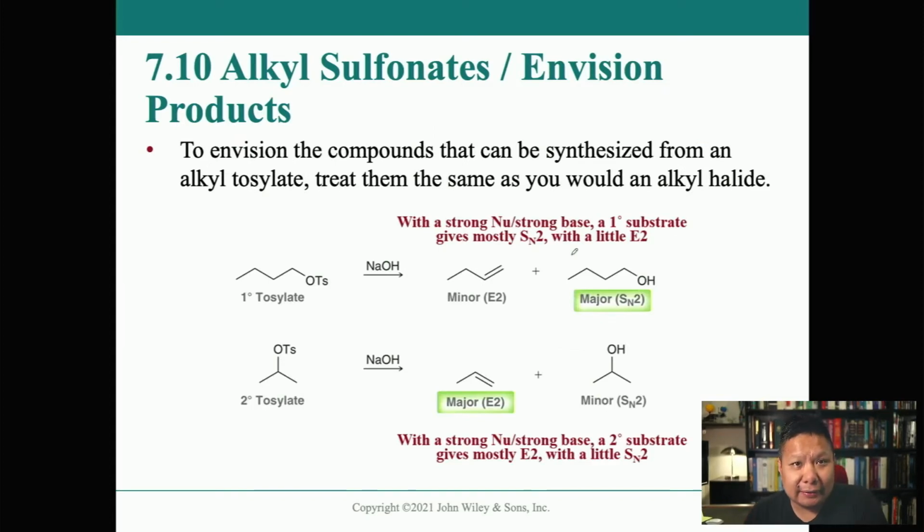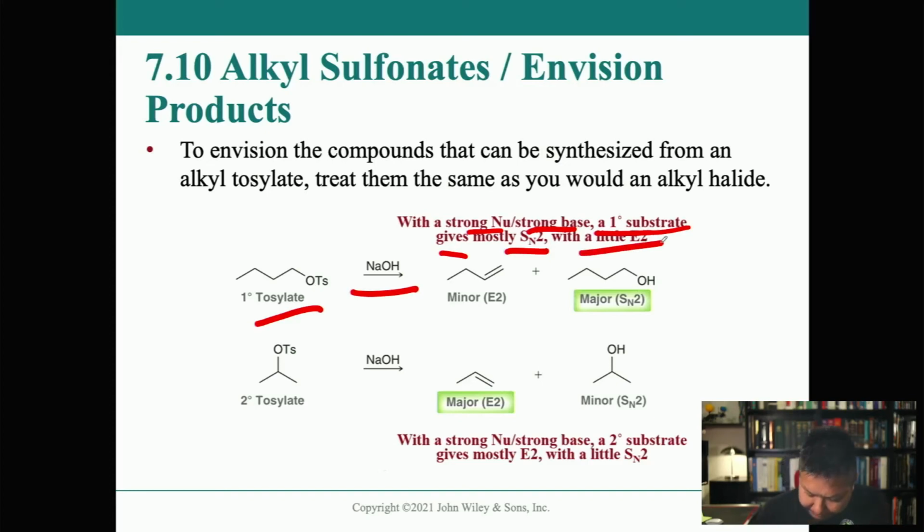To envision the compound that we can synthesize from an alkyl tosylate, we treat them as you would treat any alkyl halide, right? Because just like alkyl halides, alkylsulfonates are good leaving groups. Say we have a primary tosylate right here, and we treat it with a strong nucleophile or a strong base. A primary substrate gives mostly SN2 with little E2, right?